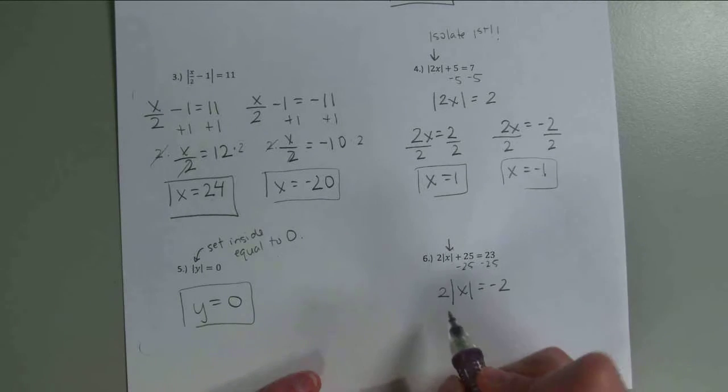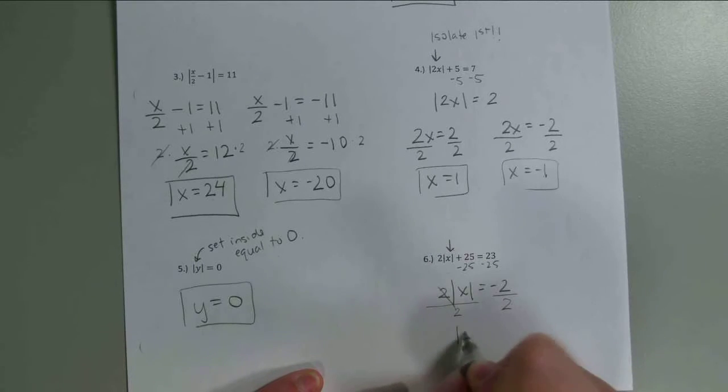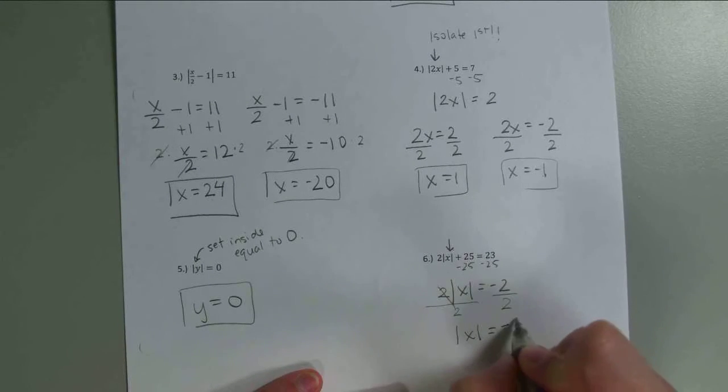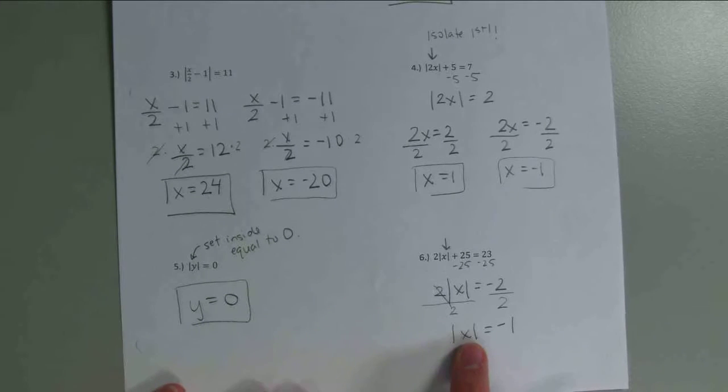Divide both sides by 2. So over here you have the absolute value of x equals negative 1. And then stop right there and I'll tell you why. So we do all this math, we move the 25 over, we divide by 2, and then we get our absolute value isolated, right? But what do we know about absolute value? It's always positive. So tell me, guys, what can I put in here that when you take its absolute value, you get a negative 1?